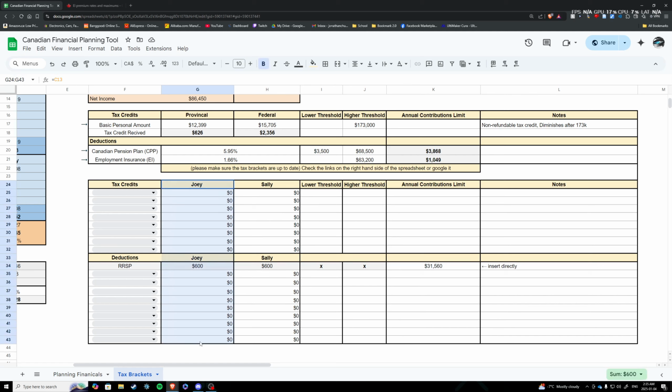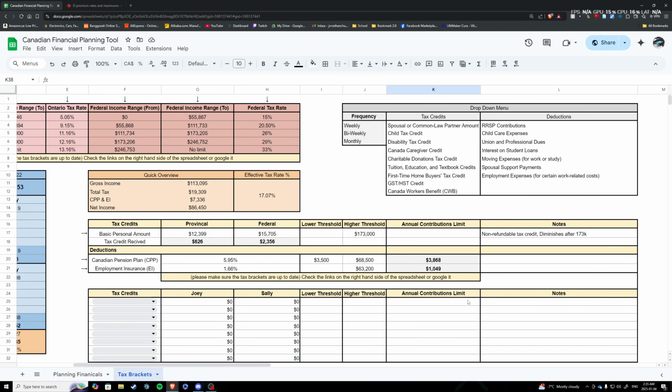And you have your section for both Joey and Sally. Lower and higher thresholds, you can set those. No calculations are going to be done based off of these, so this is just for you to keep in mind. Same thing for this entire section. No calculations are being done on this, so just put in these values and keep in mind not to exceed those contribution limits. And then you have your notes, just so you can keep in check with all that stuff.